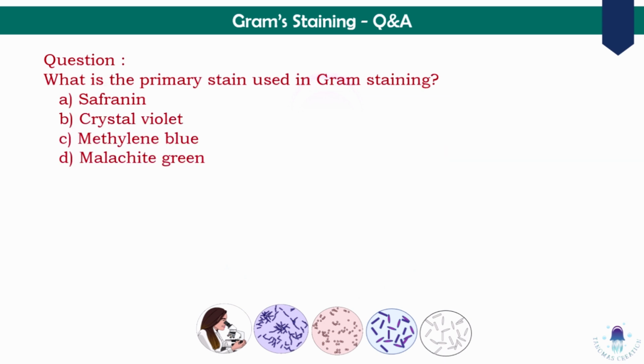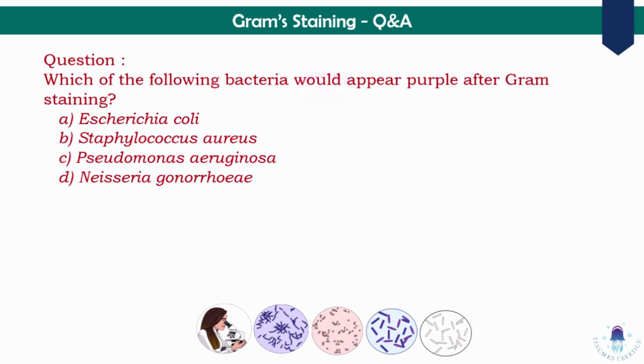Question: What is the primary stain used in gram staining? Option: A. Safranin, B. Crystal violet, C. Methylene blue, D. Malachite green. Answer: B. Crystal violet.